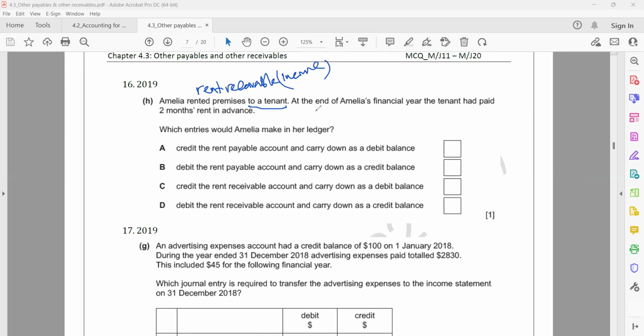Okay, end of the year. At the end of Amelia's financial year, the tenant has paid 2 months in advance. End of the year, paid in advance. This is a current liability. So you need to think which entry Amelia will make in her ledger.